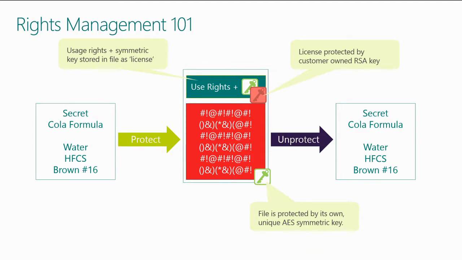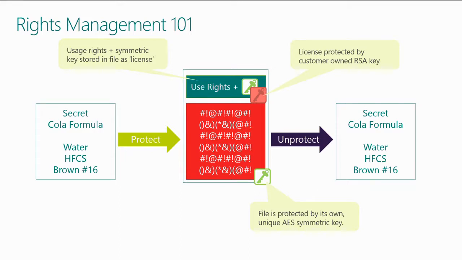And how does that happen? The first thing that happens is we create a unique AES symmetric key locally on the device. So if I'm on my iPhone and I want to protect a file, we create a unique key on the iPhone. And then we use standard algorithms like AES encryption to take this key, take this document and protect it with this key. So it becomes red. That's the garbled gobbledygook that you see in between.